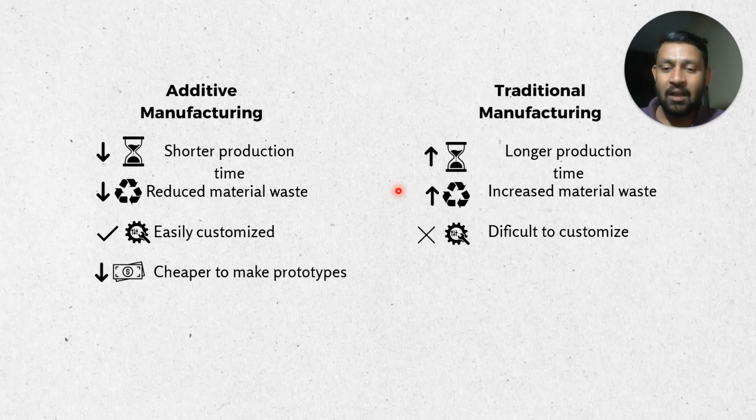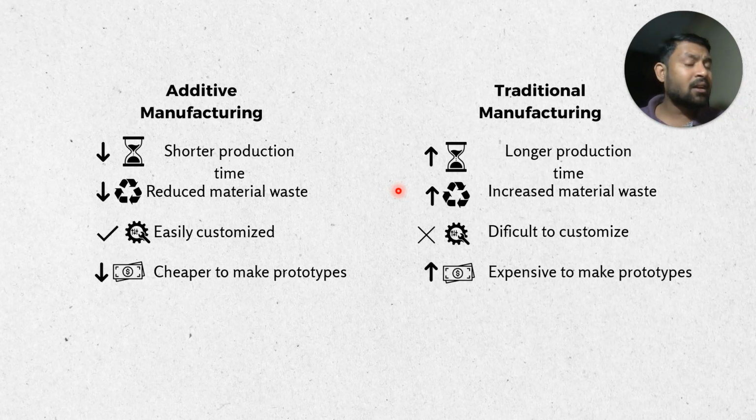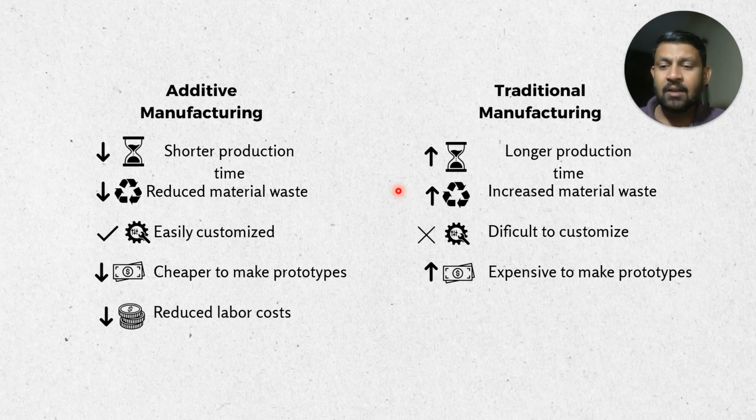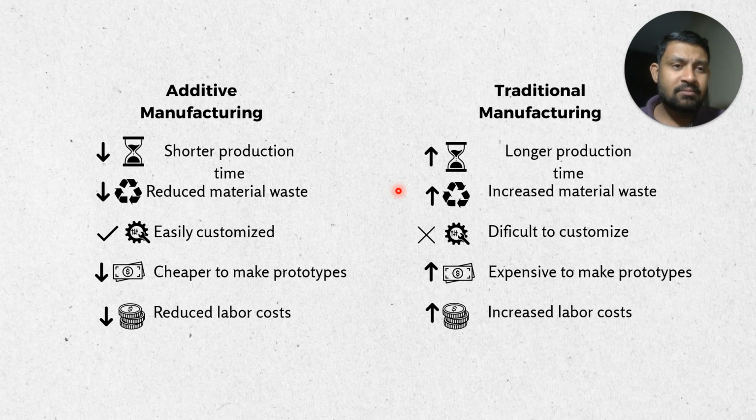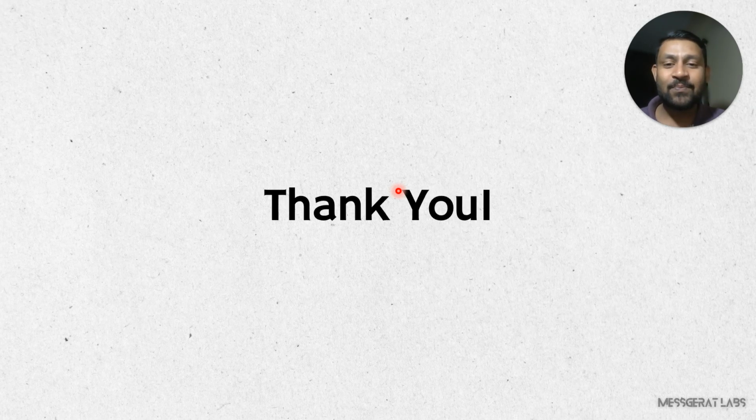and there is some setup time involved in changing from one design to another. It is definitely cheaper to make prototypes with additive manufacturing because there are no tools involved, you are using less material, and the time taken is less. Whereas traditional manufacturing processes prove to be expensive when it comes to making prototypes. Then the labor cost is very much reduced in additive manufacturing, because there is less human labor involved. And as traditional manufacturing suggests, it's the traditional way of manufacturing, so labor costs are more.